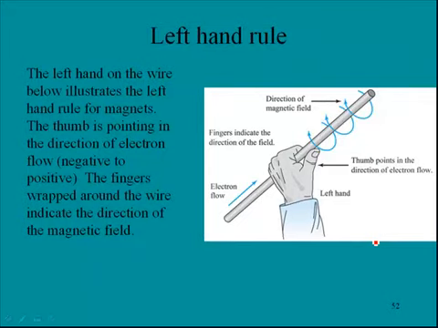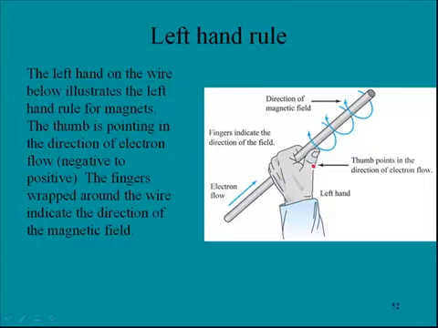The left-hand rule is one way of remembering the information on the previous slide. The left hand on the wire below illustrates the left-hand rule for magnets. The thumb is pointing in the direction of electron flow. Remember, negative to positive. The fingers wrapped around the wire indicate the direction of the magnetic field. So what do we say? And this has got to be your left hand. If you do it with your right hand, it'll be wrong.